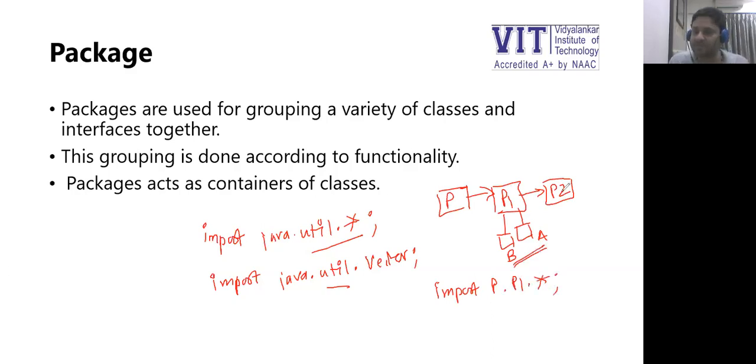Suppose P2 will have some classes, let's say C and D. So here P1 is a package that contains two classes A and B, and another package P2 that contains classes C and D. But the P2 package lies within the P1 package. If I write P dot P1 dot asterisk, it will not import the package within P1, which is P2. It will only import the classes and interfaces within the package P1. So it will only make A and B available. You should always remember this.